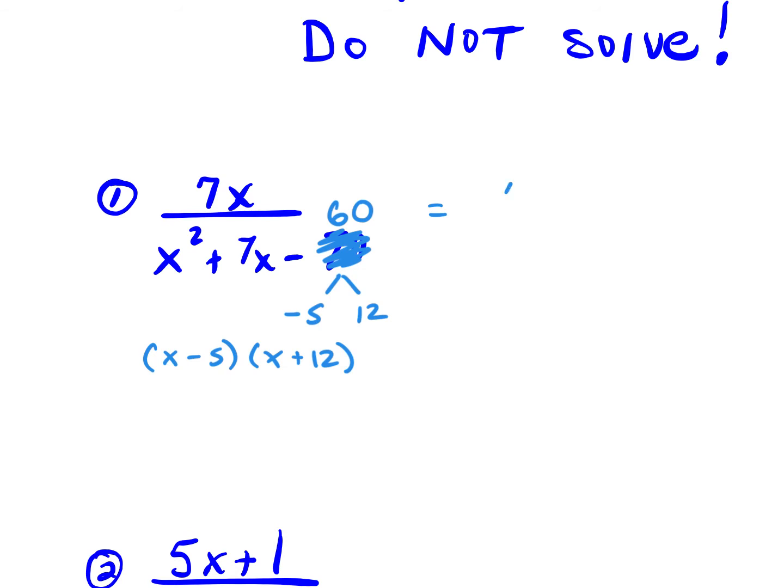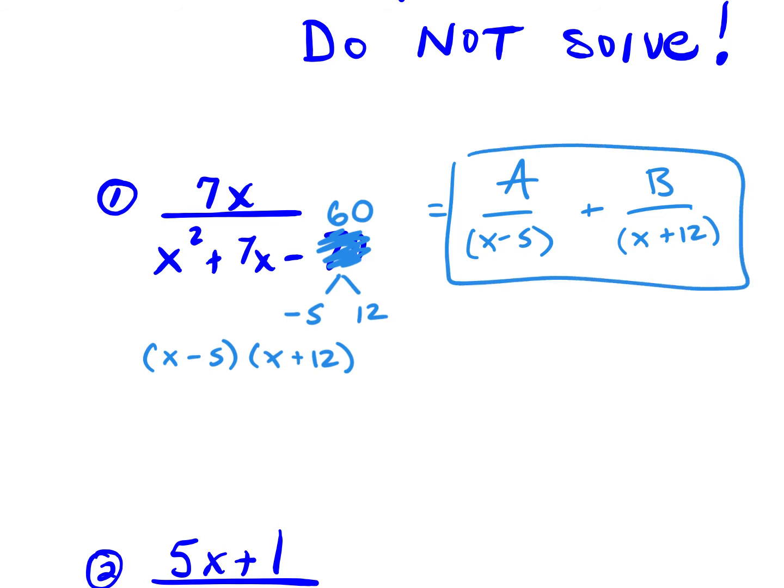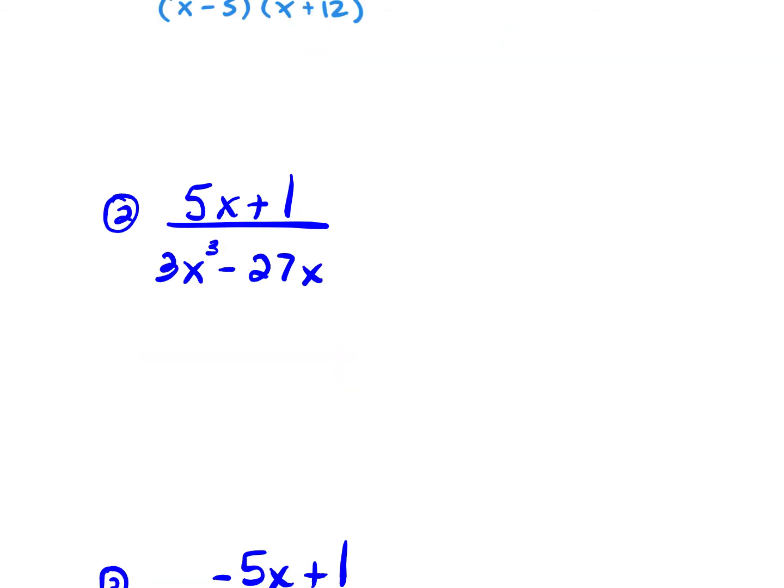So here we write our answer as A over x minus 5 plus B over x plus 12. And that's the answer. So all we're doing is setting it up. It does not matter the order. You could have A over x plus 12 and B over x minus 5. That's fine too. Number 2.